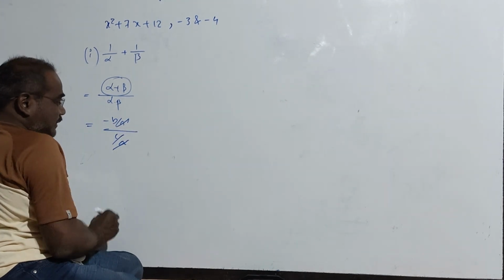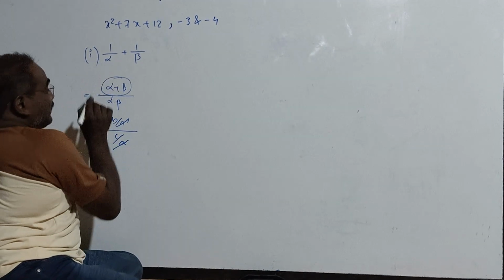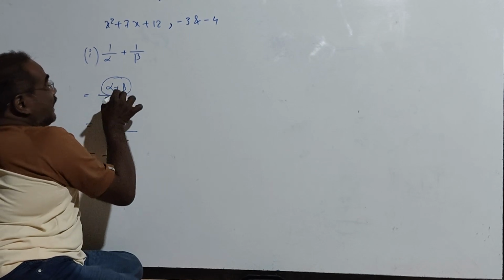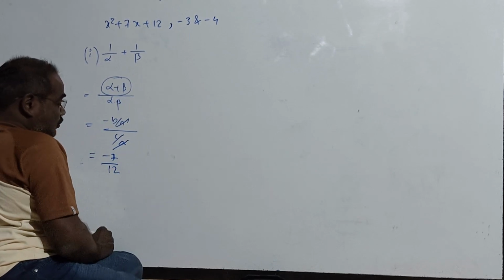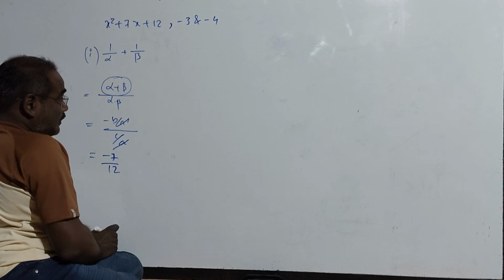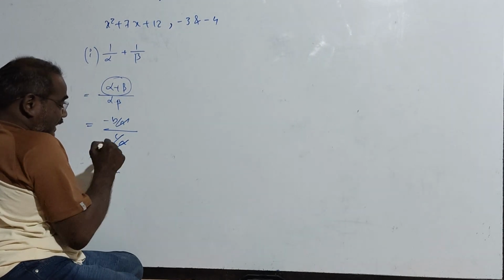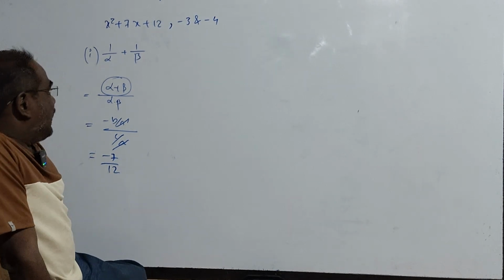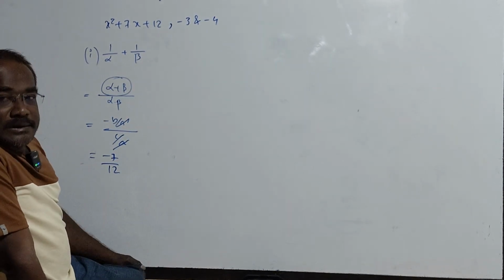Here c cancels. What is the value of b? That is 7, so it becomes minus 7. Then alpha into beta is 12, that is c is 12. a cancels. Then the value of 1 by alpha plus 1 by beta is minus 7 by 12.